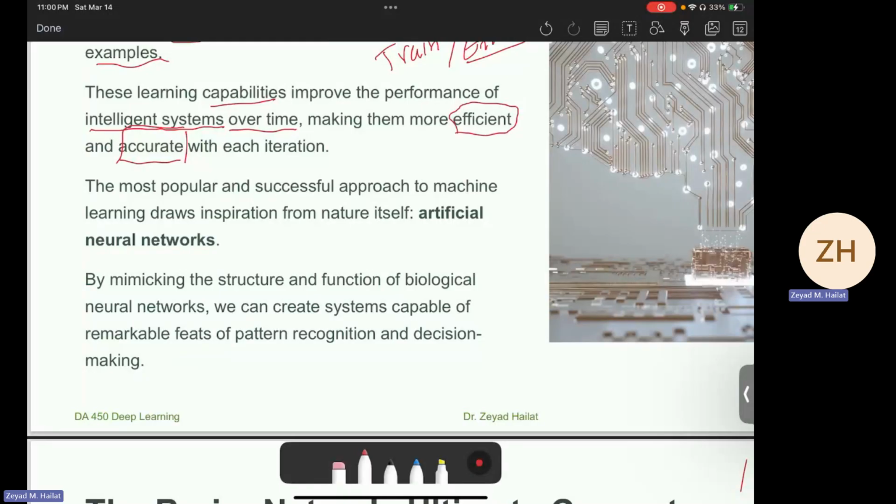The most popular and successful approach to machine learning draws inspiration from nature itself. So we're talking about where the neural network idea came from. It came from nature. And when we talk about nature, we are looking at neural or artificial neural networks in the human brain. When we look at the human brain, we should be able to see some neurons, and the neurons are distributed across the human body. And this is where the idea of neural network or deep learning came from. The neural network algorithm in fact mimics the structure. So we're looking at the structure of the brain.